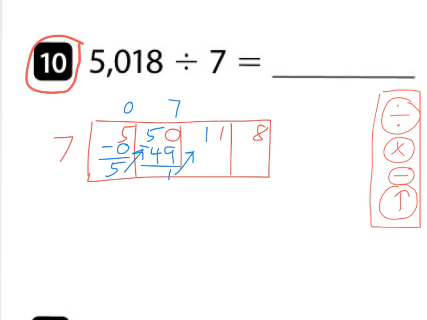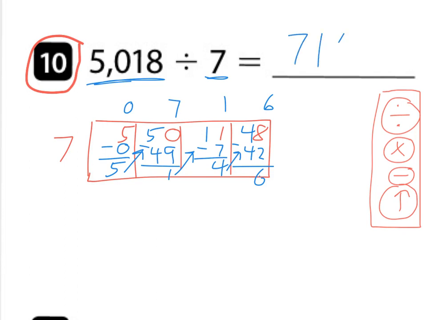Start the whole process over. 7 goes into 11 one time. 1 times 7 is 7. Subtract and bring up. Start the whole process over. How many times does 7 go into 48? 7 times 6 is 42. Subtract and get a difference of 6. So 7 does not divide evenly into 5,018, but we get a quotient of 716, a remainder 6.